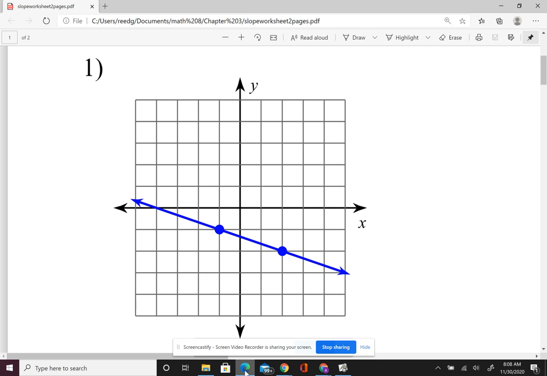Okay, so the first way that we can get a slope is from a graph. And when we see the graph, we're going to talk about rise and run. So it's rise over run.